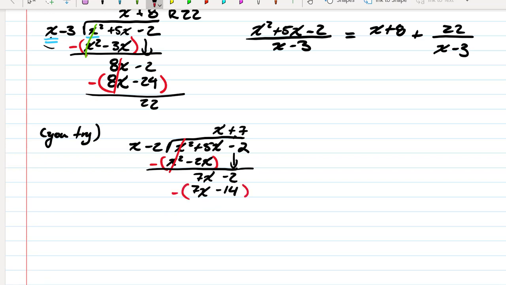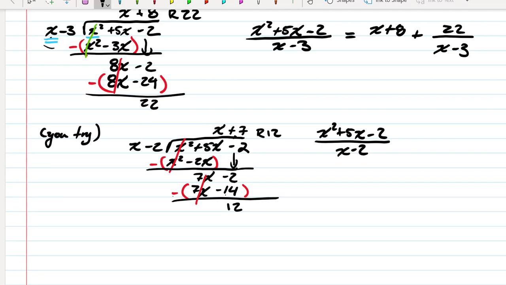But once again, we have to subtract that entire group. So our 7x's reduce out as we would expect. But once again, minus a minus makes it plus. So negative 2 plus 14 gives us 12. So x no longer goes into 12, so that's going to become our remainder. And we end up with our x squared plus 5x minus 2 all over x minus 2 is x plus 7 plus our remainder of 12 over our divisor of x minus 2.